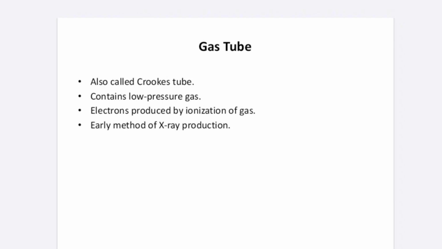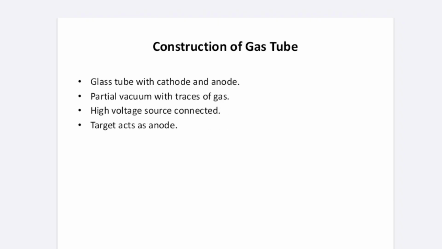First, the gas tube. The gas tube is also called the Crookes tube, and it contains low pressure gases. The electrons are produced by the ionization of a gas, and it is an early method used for X-ray production. Next is the construction of a gas tube. How is the construction made?